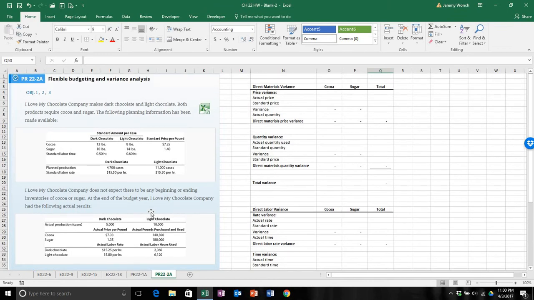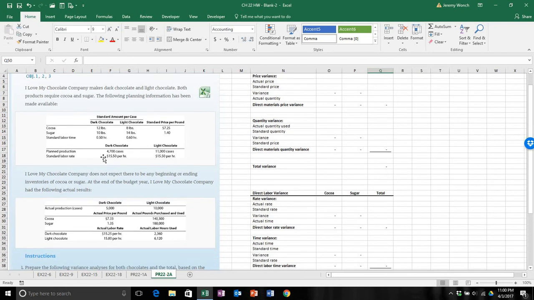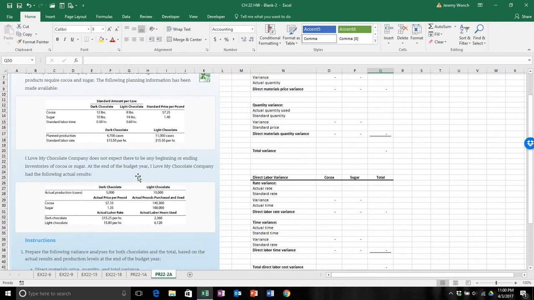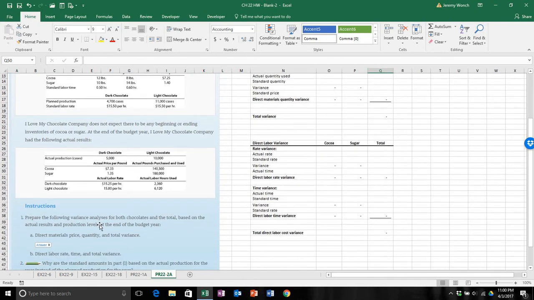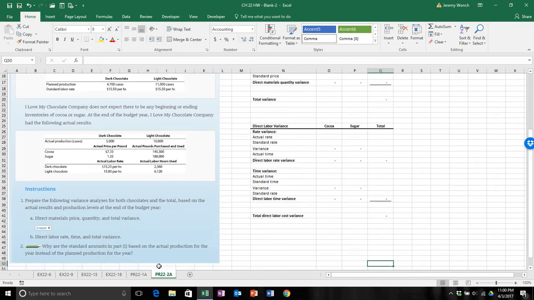So we have I Love My Chocolate Company, makes dark and light chocolate, requires 2 different kinds of materials, cocoa and sugar. And so we have our standard information for the amounts we use and the cost, and then it gives us our actuals down here, what it actually cost us, what we actually used. And we want to prepare a variance analysis for both chocolates based on the actual results of production.